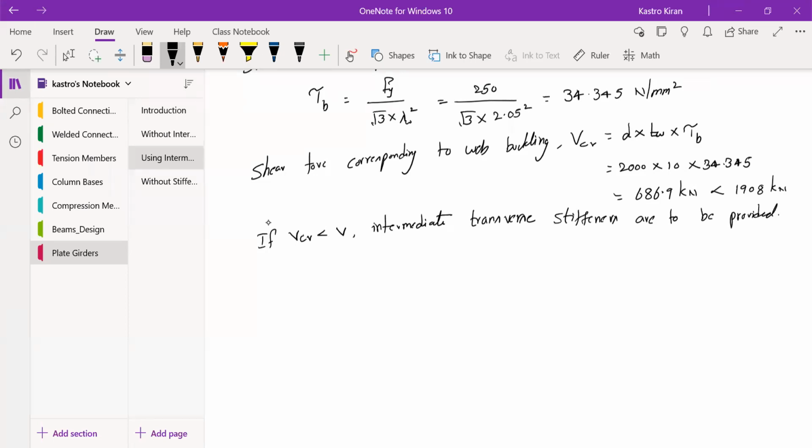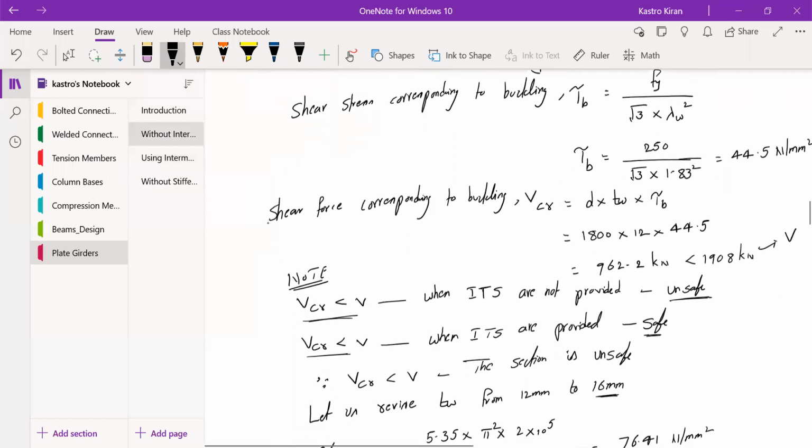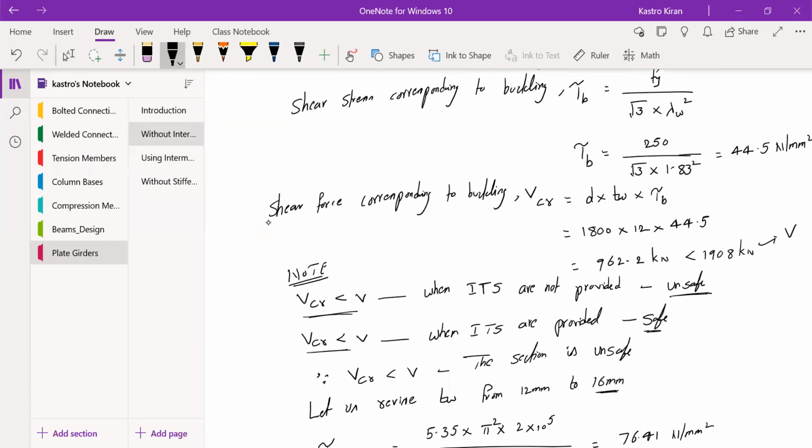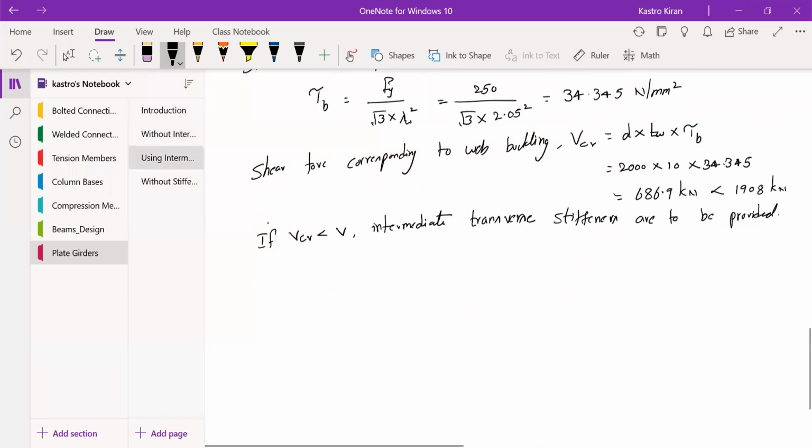Now let's look at what we have done in the previous model problem. In the previous model problem, we did not use intermediate transverse stiffeners, but we got the VCR value, that is 962.2, less than 1902.08 kilonewtons. If you are not using intermediate transverse stiffeners and the value of VCR is less than V, then it is considered unsafe. Remember, this unsafe condition is applicable only when you are not providing the intermediate transverse stiffeners. But if you are providing the intermediate transverse stiffeners and you get VCR less than V, that means it is a safe condition, and hence you have to provide the intermediate transverse stiffeners. That's the case I'm talking about here. So since VCR is less than V, intermediate transverse stiffeners are to be provided.